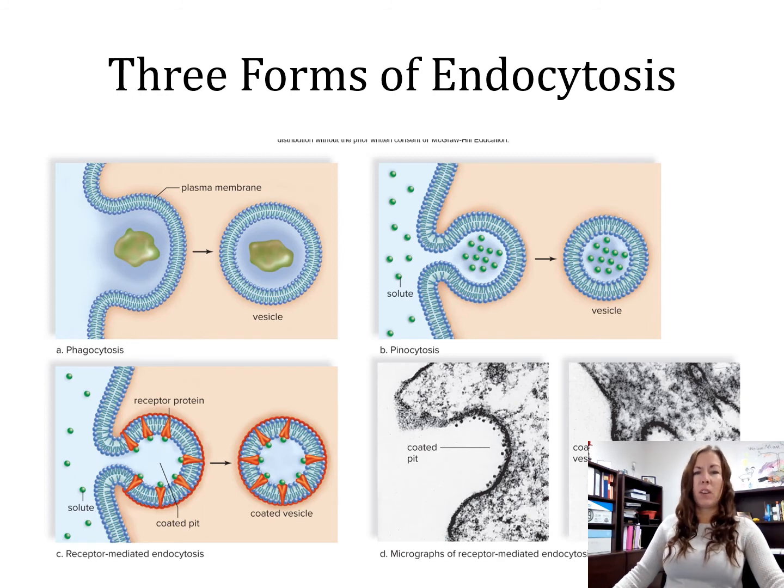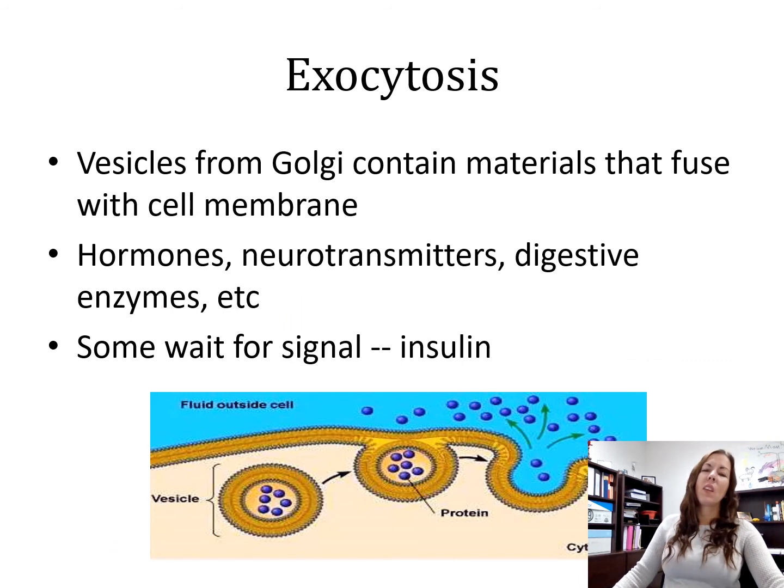This is just an image of 3 forms of endocytosis. Please look at those. Exocytosis basically happens as vesicles from the Golgi apparatus contain materials that fuse with the cell membrane. So those might be hormones, neurotransmitters, digestive enzymes, whatever.